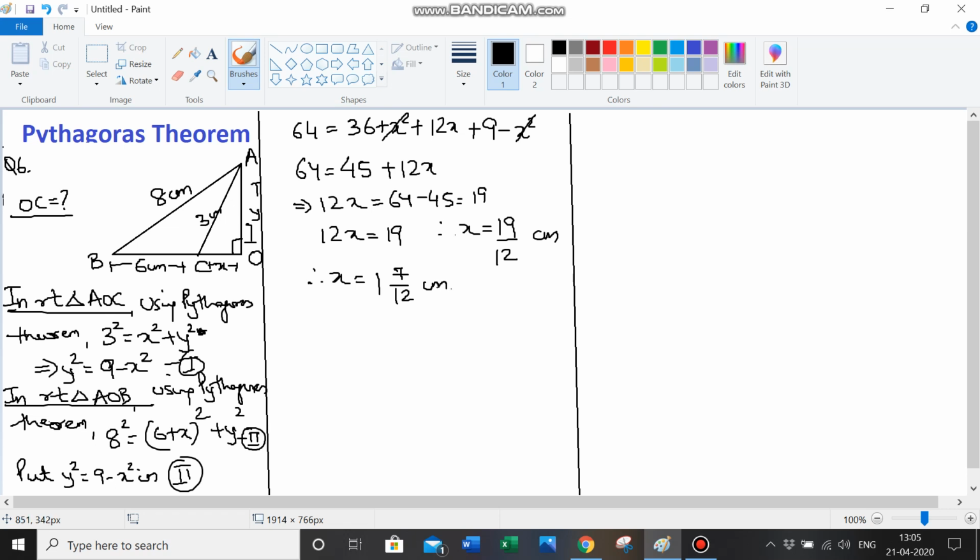Let's read the question. What do they need me to calculate? They need to calculate OC, which is x. Therefore, OC is equal to 19 upon 12 centimeter. Thank you.